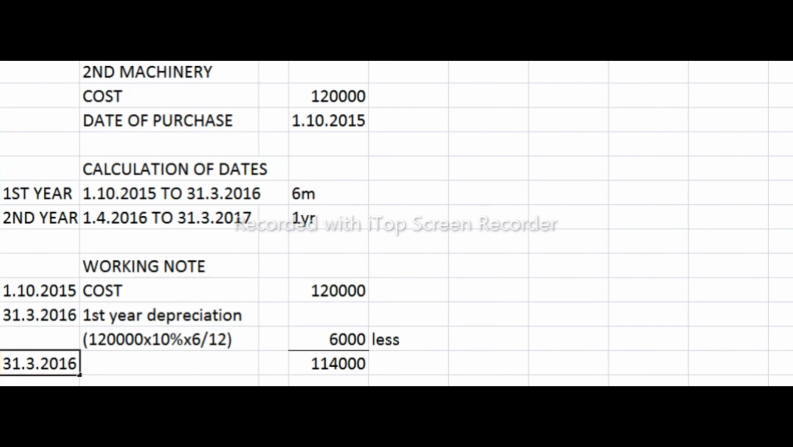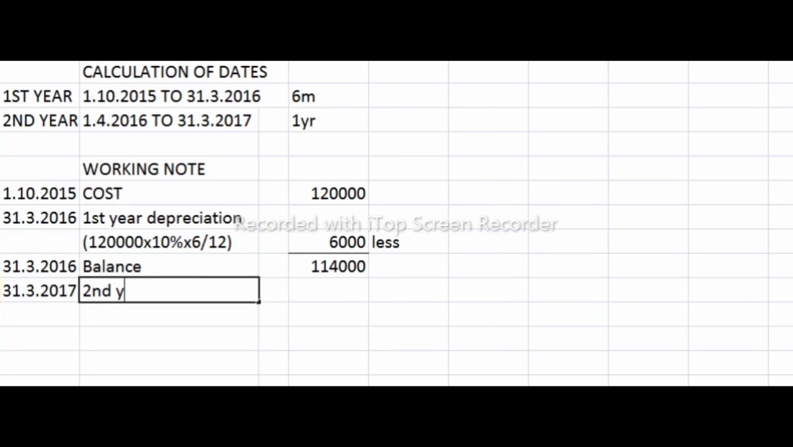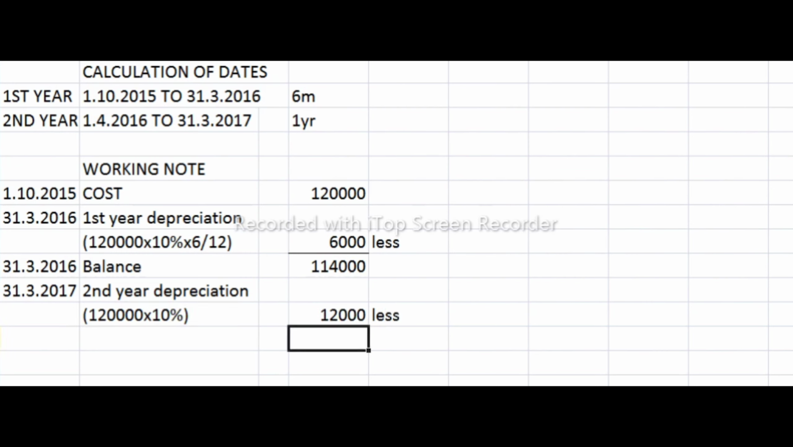Next, we are going to give the depreciation for the next year. Therefore, second year closing date 31/3/2017, less depreciation for the second year. Again, original cost, which is 1,20,000 into 10%, and this is for the full year. Therefore, 12/12. So 1,20,000 into 10% is going to be 12,000. So subtract the 12,000 from the 1,14,000 which we got. When we subtract it, you will get 1,02,000 as the book value.